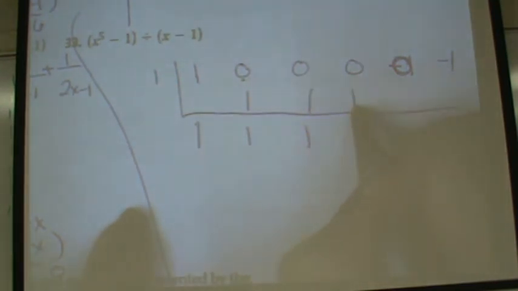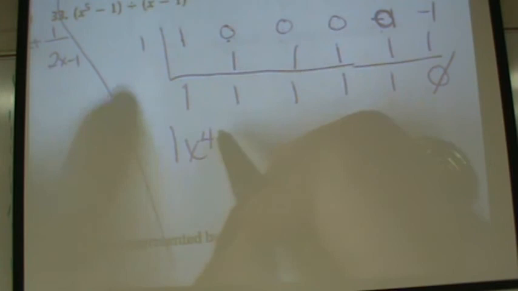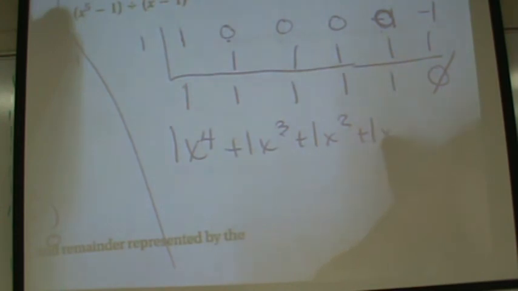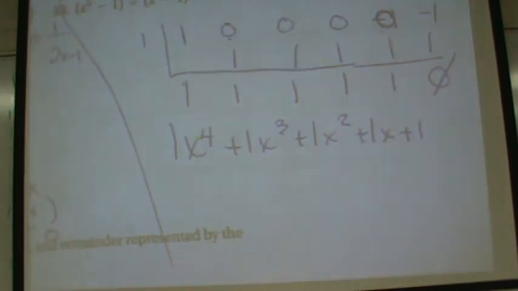So bring down the 1. 1 times 1 is 1, add. 1, add. 1, add. 1, add. 1, 0. No remainder. So your answer would be 1x to the fourth, 1 degree less than this, plus 1x cubed, plus 1x squared, plus 1x, plus 1 with no remainder.